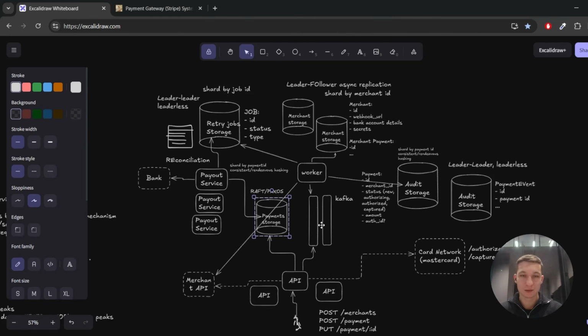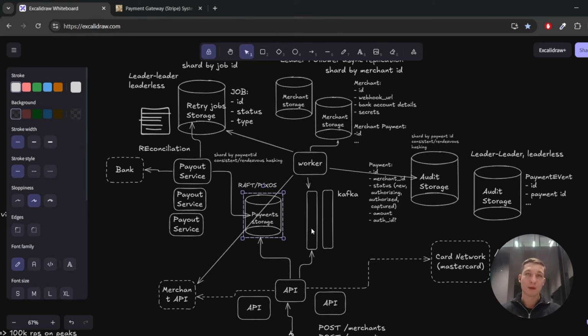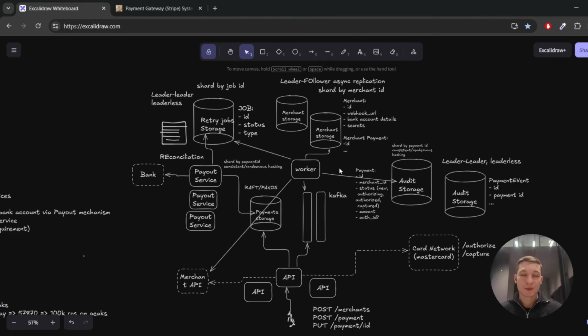We should be just scaled enough so we have, I don't know, some buffer of CPU and RAM, maybe 30-40% of buffer, and it will be all right. So I think that's it.